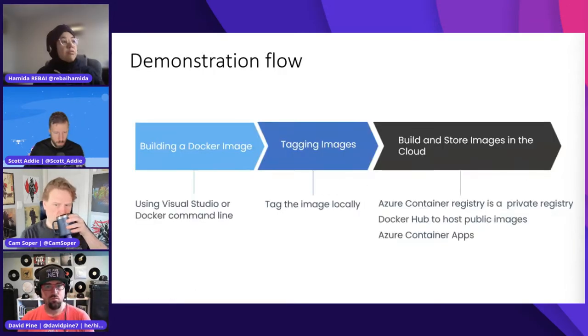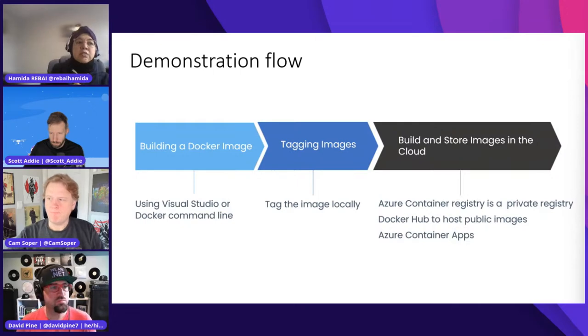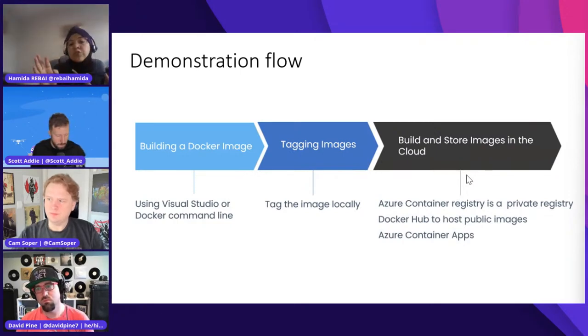For our demonstration flow, given the short time that we have, we'll try to build a Docker image. We'll try to add tags. What's a tag? How do we add tags using Visual Studio Code, for example. And we'll build and store images in the cloud. In our case, it will be Azure Container Registry, a private registry. And we have another public registry, which is Docker Hub. We are able to use it if you'd like to host public images, and because we have different images in Docker Hub, we can find them also. And Azure Container Apps and Azure Kubernetes Service, we'll see the difference between them after.